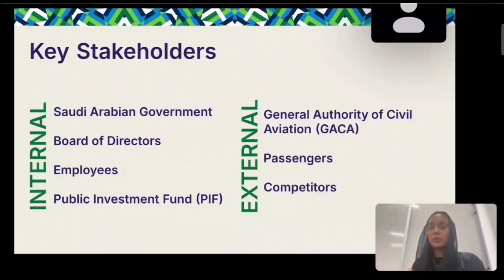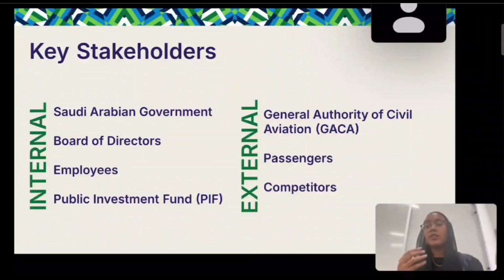These are the key stakeholders of Saudia Airlines. For the internal ones, there's the Saudi Arabian government, board of directors, employees, and PIF. When I was first researching this, I was a little confused as to why PIF is considered an internal stakeholder rather than an external one. But it turns out that this makes a lot of sense since Saudia Airlines is owned by the Saudi Arabian government, and PIF does play a really huge role in the strategic direction of the company. So it makes sense that it is an internal stakeholder.